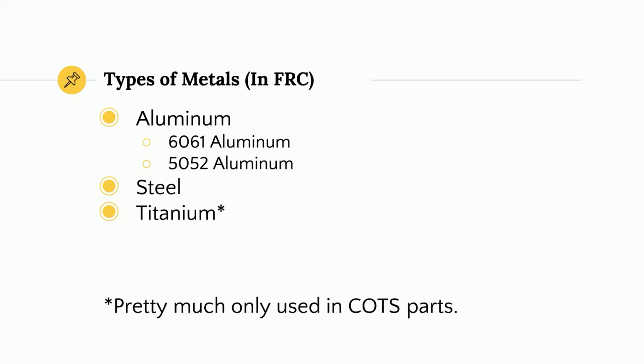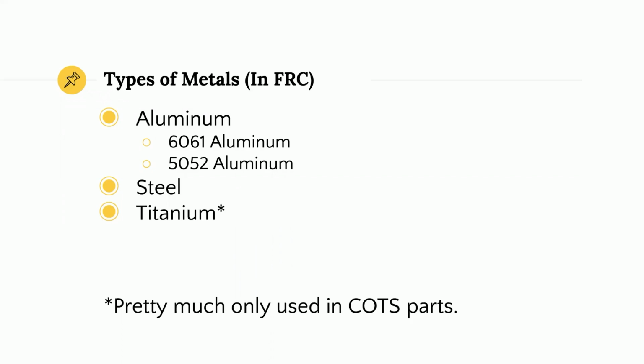Types of metals in FRC. So first we'll go over aluminum, and there's two types of aluminum we'll go over. They're two alloys, 6061 aluminum and 5052 aluminum. They're both very common, and they both have their purposes. Next, we'll go over steel.